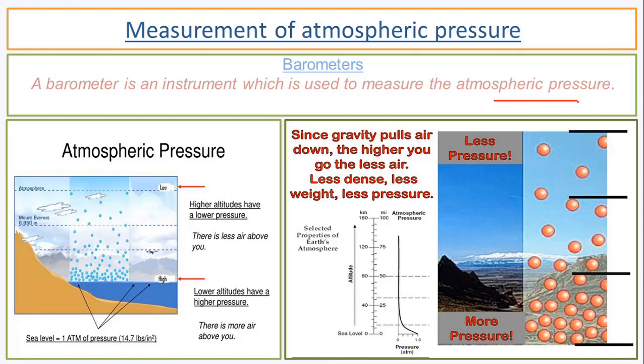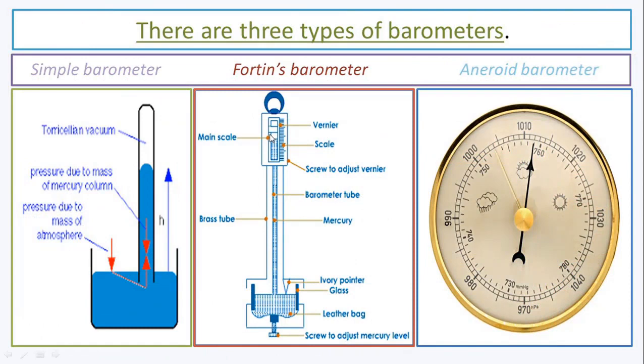Now let's see how we can measure the atmospheric pressure. The instrument which we use to measure the atmospheric pressure is barometer. A barometer can be classified into three basic kinds, that is, a simple barometer, a Fortin's barometer, and aneroid barometer. Among these, the simple barometer and Fortin barometer use mercury to measure the atmospheric pressure, whereas aneroid barometer doesn't require any liquid to measure the atmospheric pressure. Therefore, often it is said that simple barometer and Fortin barometer are liquid barometers. You can understand more about barometers through my separate video related to barometers.